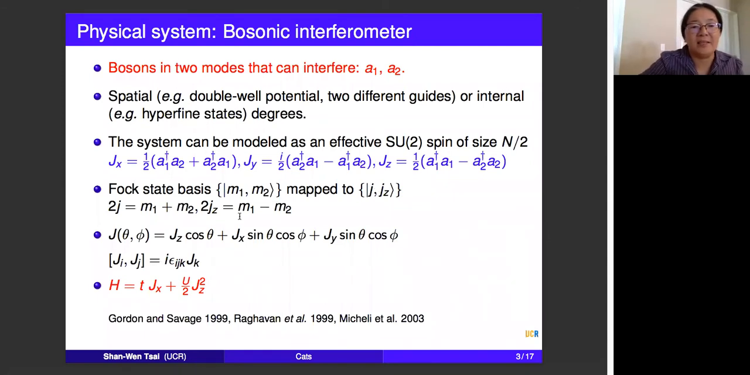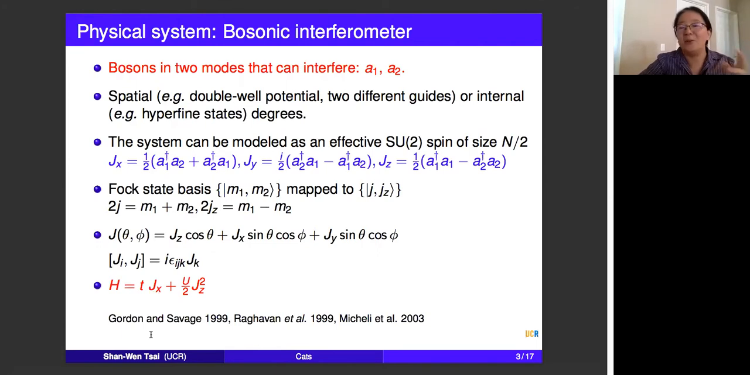Here's the mapping. I can write the spin in any direction I want in terms of these X, Y, and Z components by specifying theta and phi. These satisfy spin commutation relations. This is the simple model I will have in mind. And the Hamiltonian that can be created in the system is here in red. Let's imagine two sides, left and right: there is a term where I can hop between the two sides, and there is an interaction term. This can be created in the lab in various different systems.